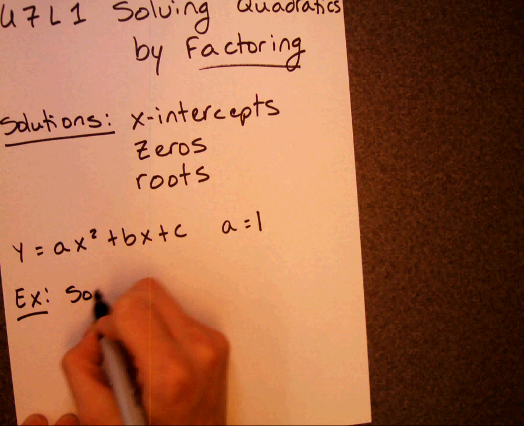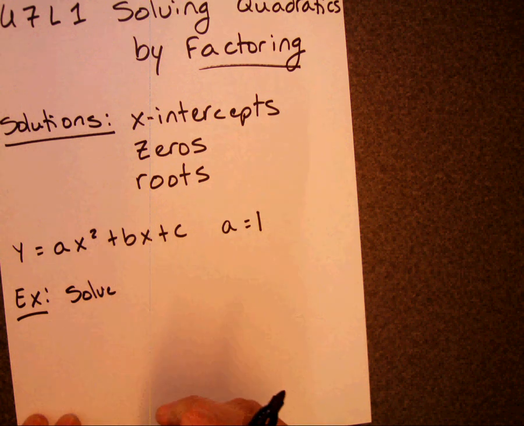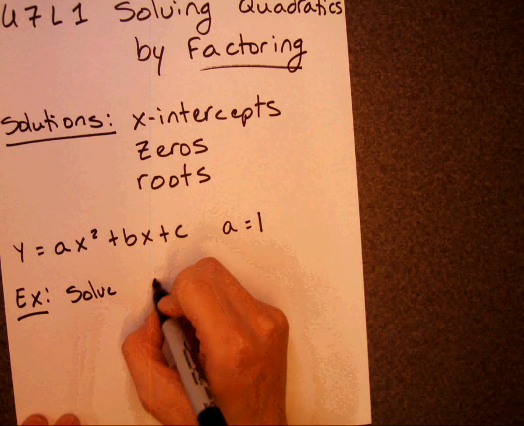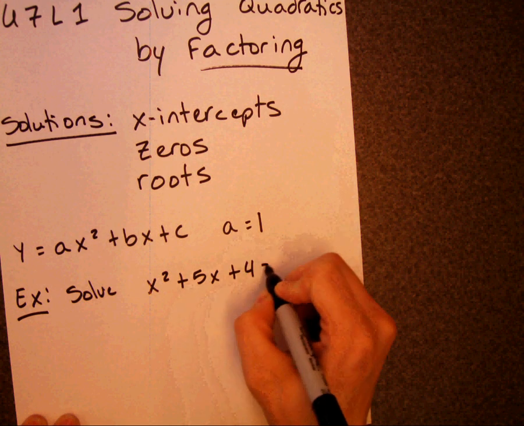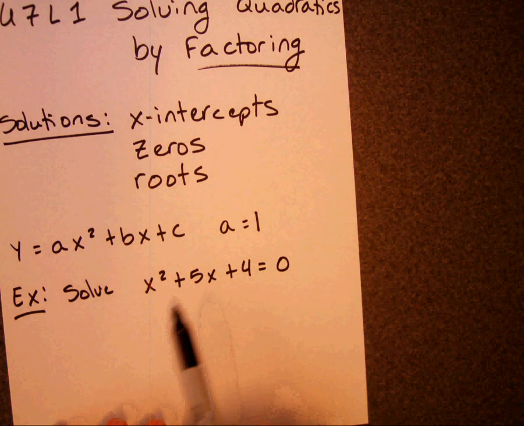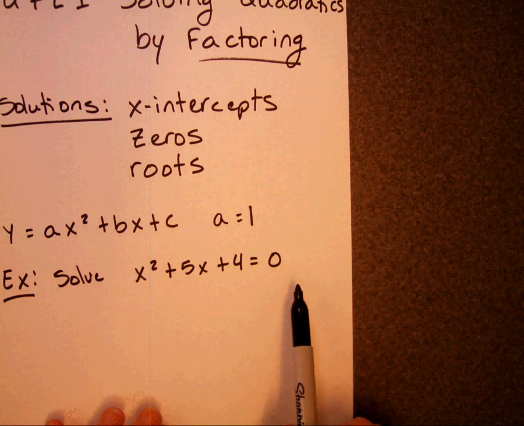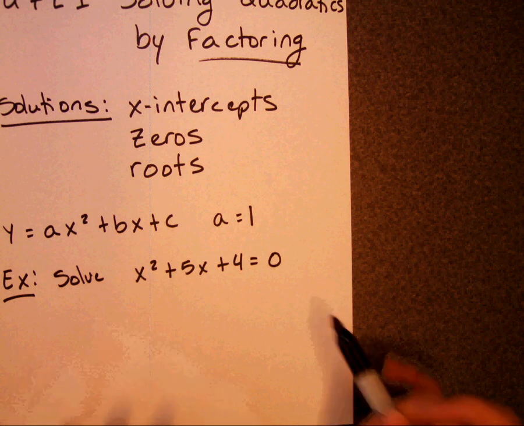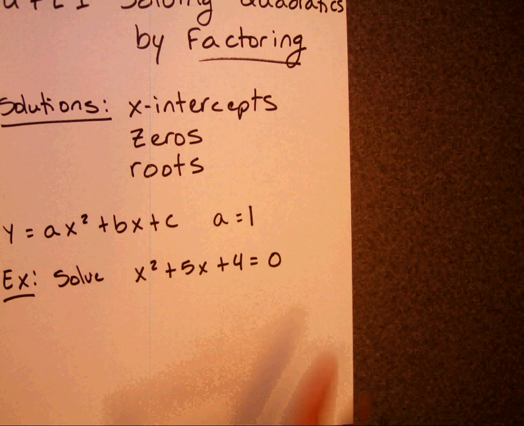Let's say I want to solve or find the x-intercepts or the roots or the solutions or the zeros, whatever you want to call them. Solve x squared plus 5x plus 4 is equal to 0. Now notice that it's equal to 0. If that is not the case, you'll need to move everything to one side, combine like terms, and make sure that 0 is on the other side.